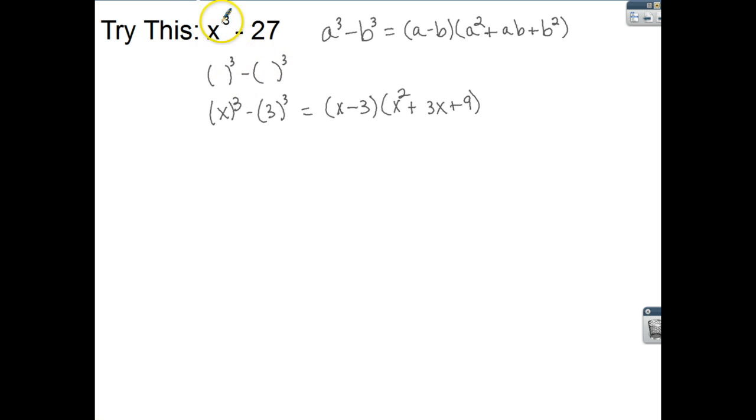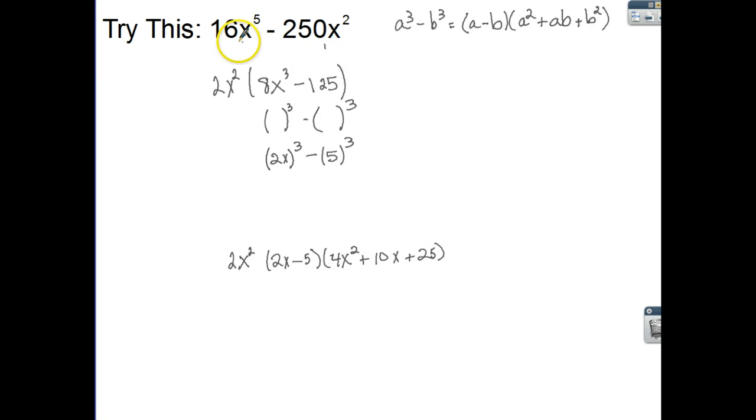Is there a number I can cube and get x cubed? Yes, x cubed is x cubed. Revolutionary obvious there. Is there a number I can cube and get 27? Yes, 3 cubed gives me 27. So my a is x and my b is 3. So I'm identifying a and b. And now I'm just going to plug those numbers in up here. Remember, this formula takes care of the sign. You don't have to worry about signs. You just copy whatever sign's here. So it's going to be a minus b, or x minus 3. A squared is x squared this time. It's plus a times b, which is 3 times x, plus b squared, which is 3 squared, and that gives us 9.